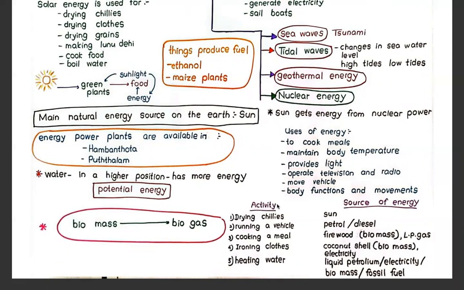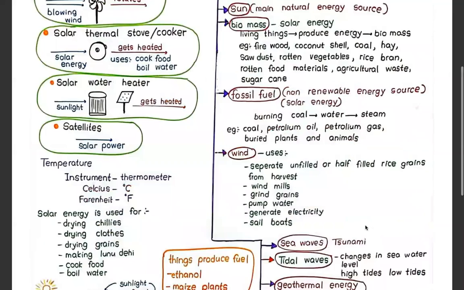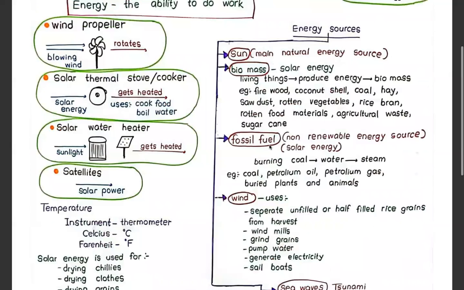Then what are the activities? Let's take a few activities. Drying chilies. What is the source of energy you need when drying chilies? Sun. We need sunlight to dry chilies. Running a vehicle, we need petrol and diesel. What are petrol and diesel? They are fossil fuel.